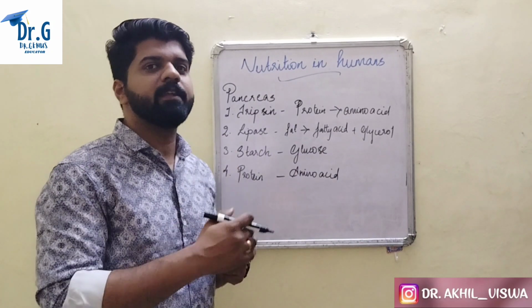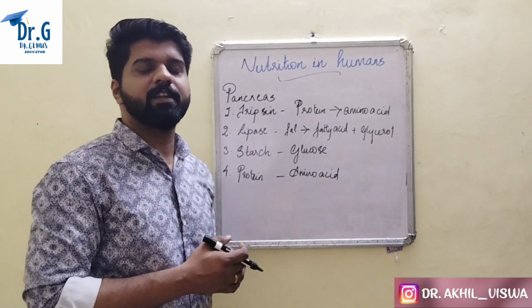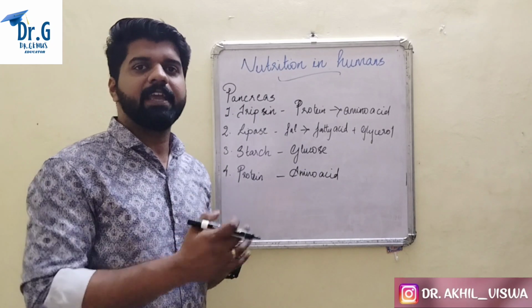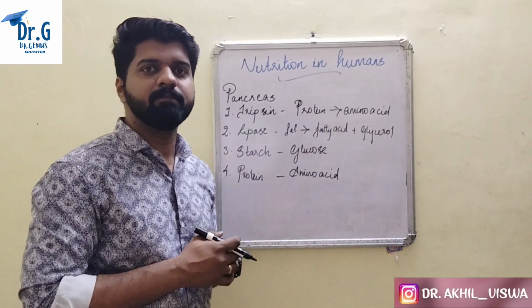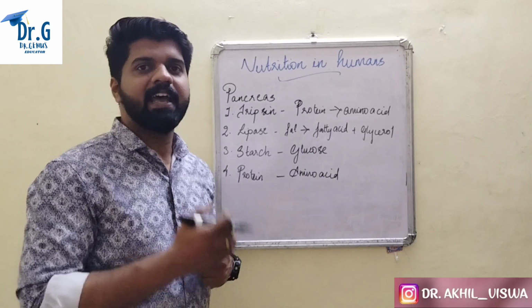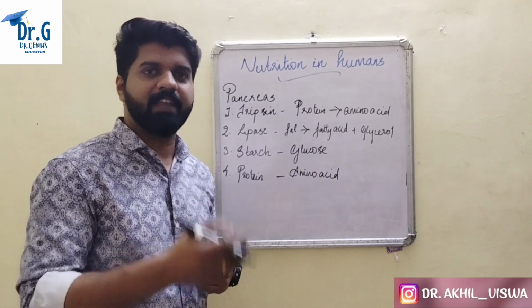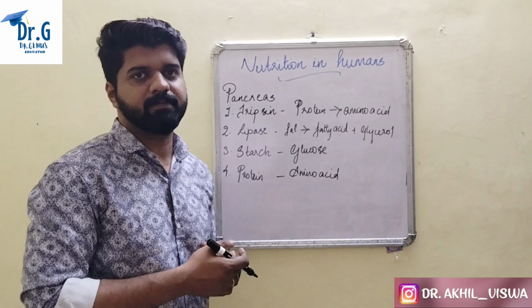Apart from that, the pancreas has the function to produce certain hormones called insulin. That insulin will regulate the glucose level in the blood. It is produced from the beta cells of the islets of Langerhans of the pancreas.